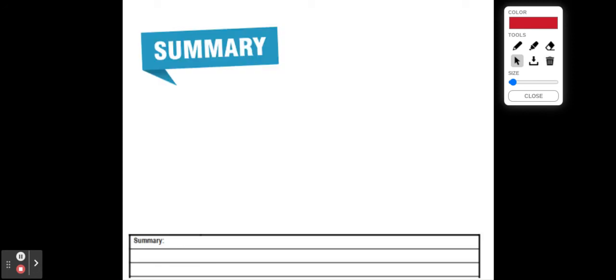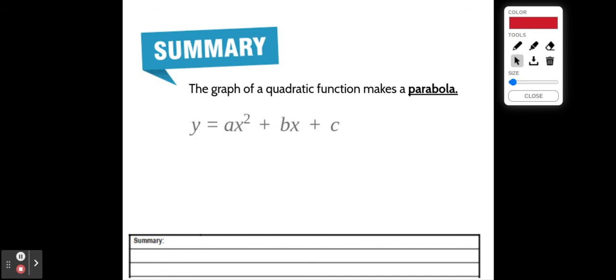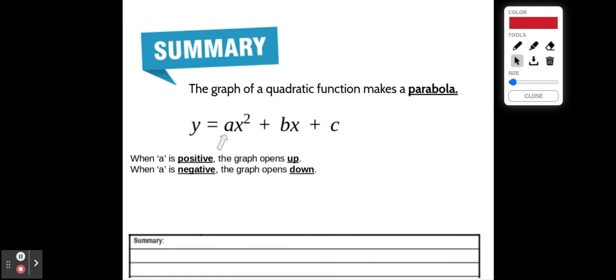I think we are ready for our summary. Let's summarize here. Okay, the graph of a quadratic function makes a parabola. Yes, and we know that the standard form of a quadratic function looks like this. The a tells us that if it's positive, the graph opens up, and if the a is negative, the graph opens down. We saw that in a couple different examples.